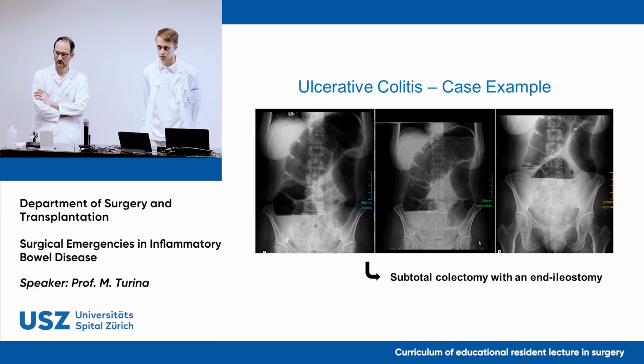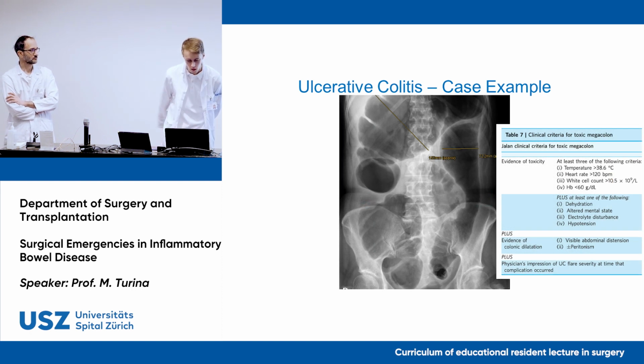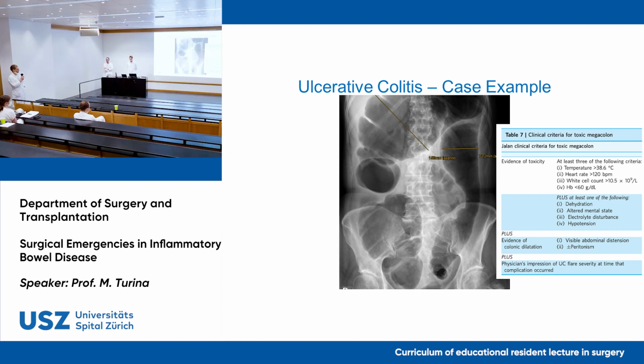So if you quickly show Jalan's criteria again for a toxic megacolon, they're very simple. There you go. Very simple. Transverse colon greater than 6 centimeters, and 3 of the following criteria: elevated temperature, heart rate above 120, and elevated white count, plus at least one of the following: dehydration, altered mental state, electrolyte disturbance, hypotension. And I can tell you, all of these patients will fulfill these criteria except some very few. So Andreas, when should we operate, or is it safe to leave such a patient with the gastroenterologist?